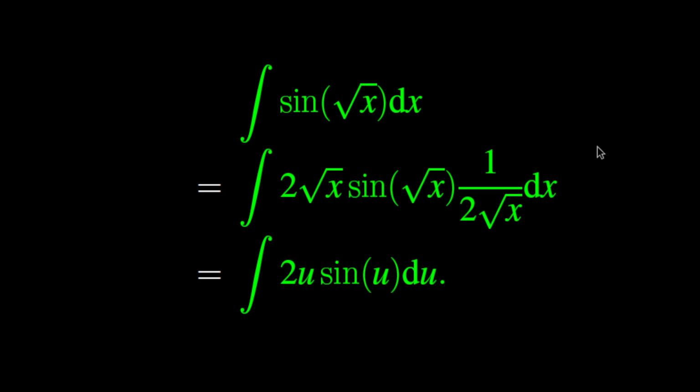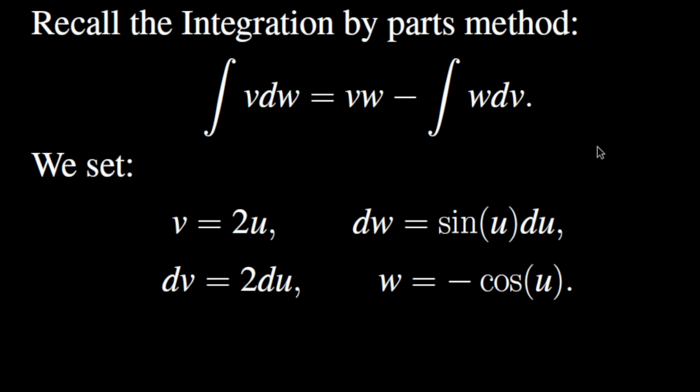So, we replace square root of x by u, and the fraction 1 over 2 times square root of x dx by du. We then obtain the new expression of this integral as the integral of 2u times sine of u du. In order to compute the integral of 2u times sine of u du, we have to use the integration by parts method. Recall the integration by parts method.